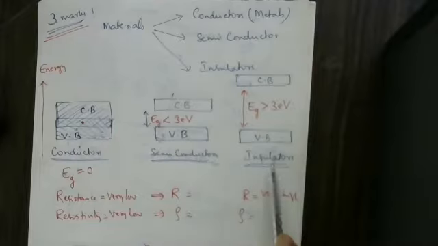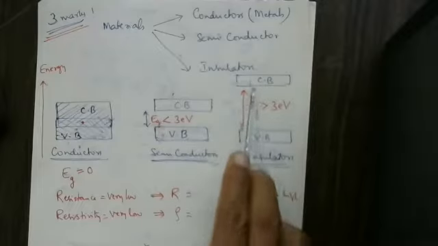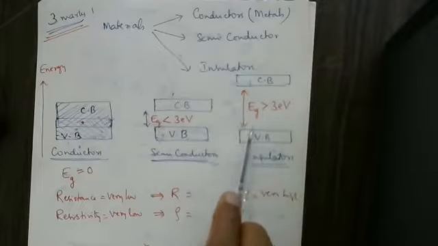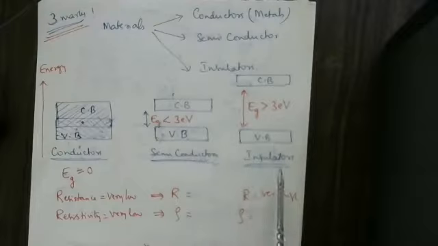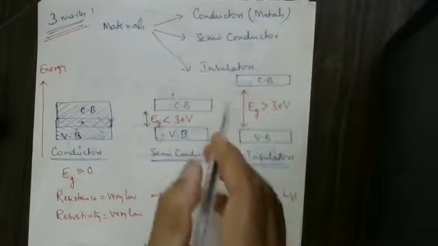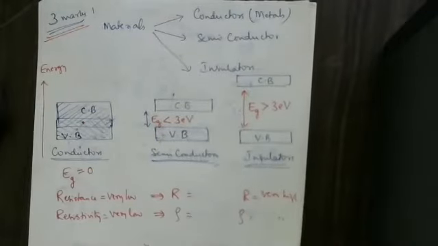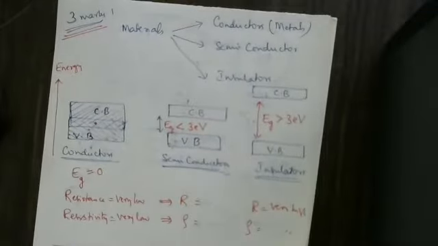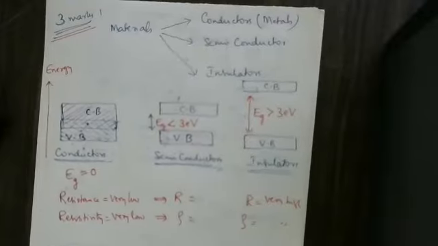Whereas in the case of insulators, there is a huge energy gap from the valence band to the conduction band. In insulators, resistance is very high. Resistivity is also very high. These ideas we have already come across in yesterday's class: conductors, semiconductors, and insulators.